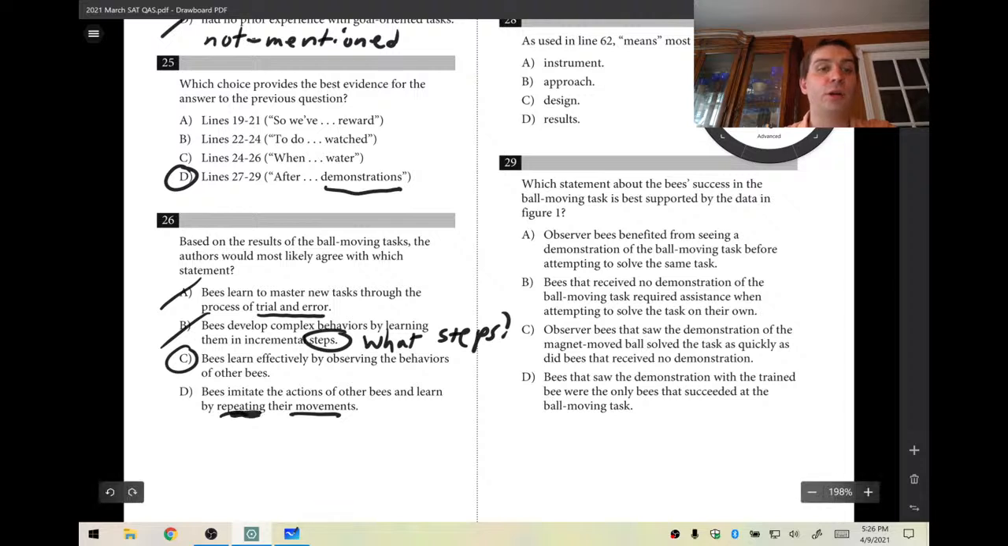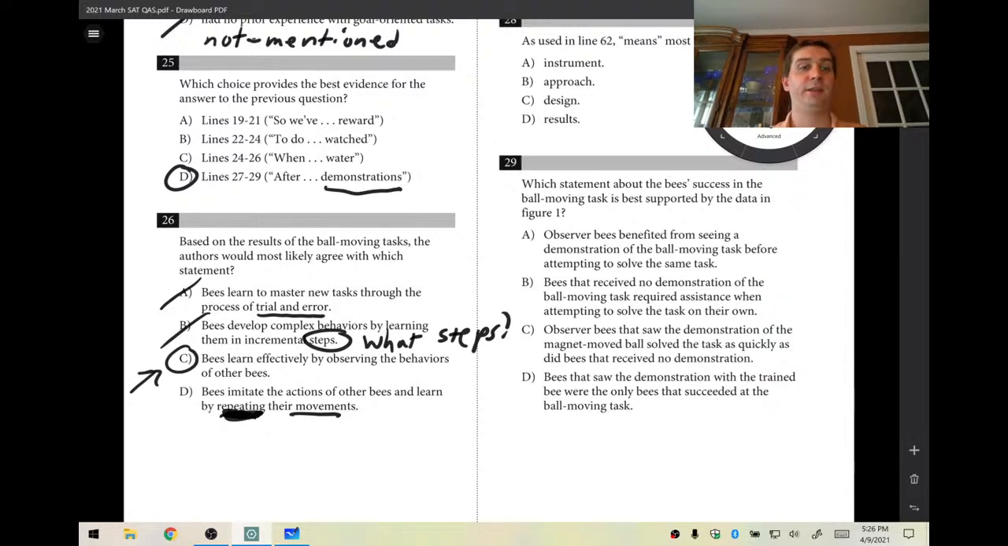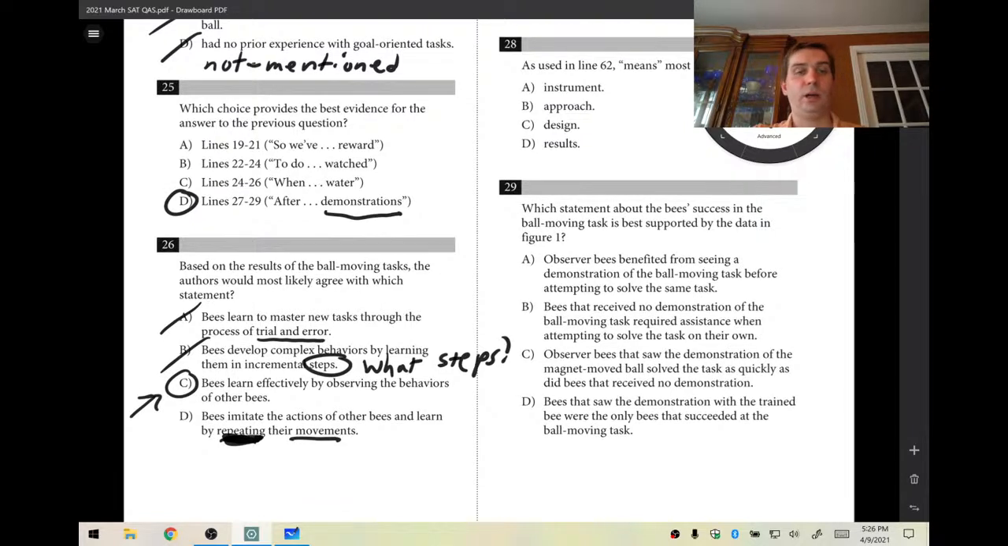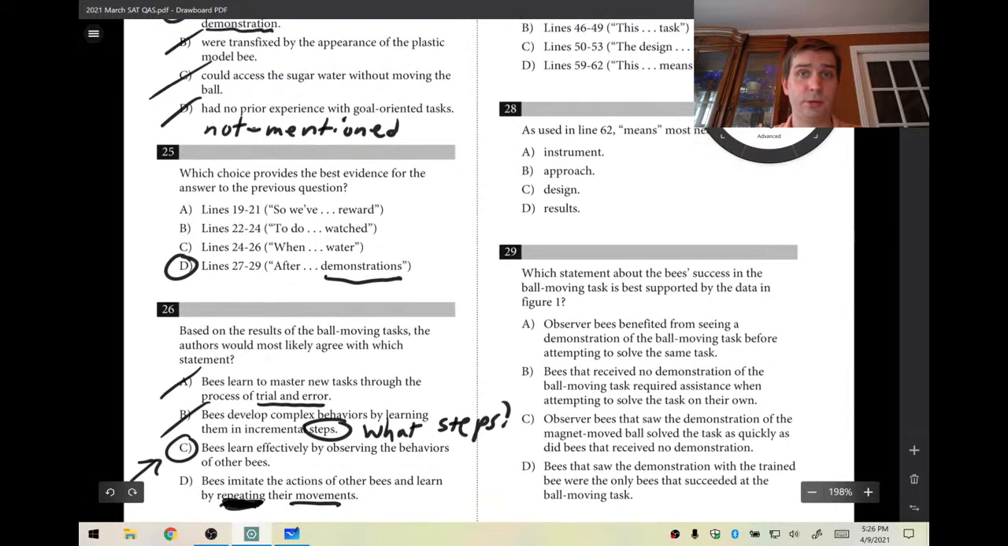So bees don't learn by watching other bees and then repeating the bee movements. Really, it's just C. And I had to think about this a little bit, but trust me, there is a distinction between C and D. D is incorrect. It is not what the passage is talking about. The passage is talking about C. So bees observe other bees doing this, and then they learn and can do it themselves.